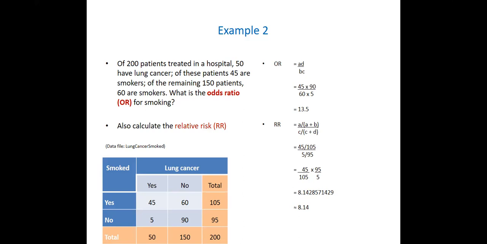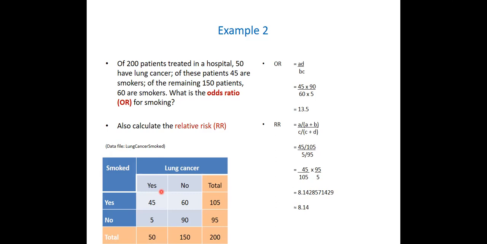We have two groups of people we are dealing with. Lung cancer, this first vertical, and no lung cancer, this one. Among these people here with lung cancer, what is the risk of smoking? Okay. It will be 45 over 50, because 45 smoke among the 50 people. The risk of smoking is 45 over 50.